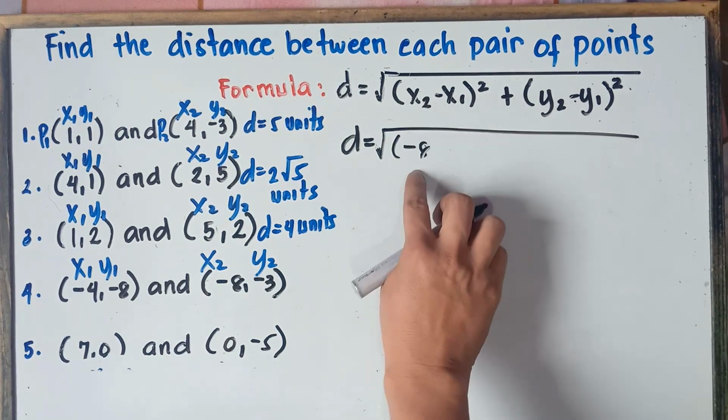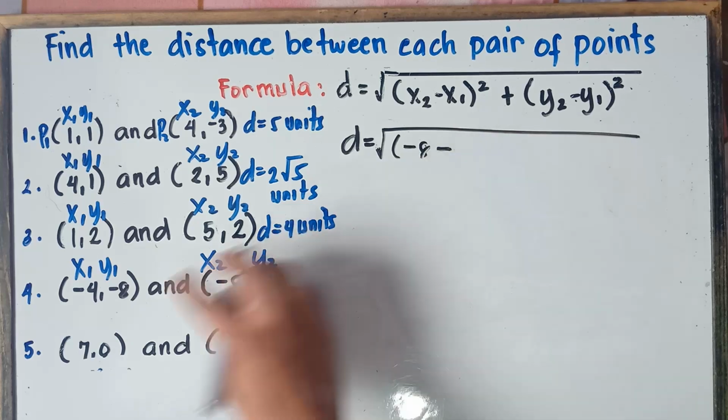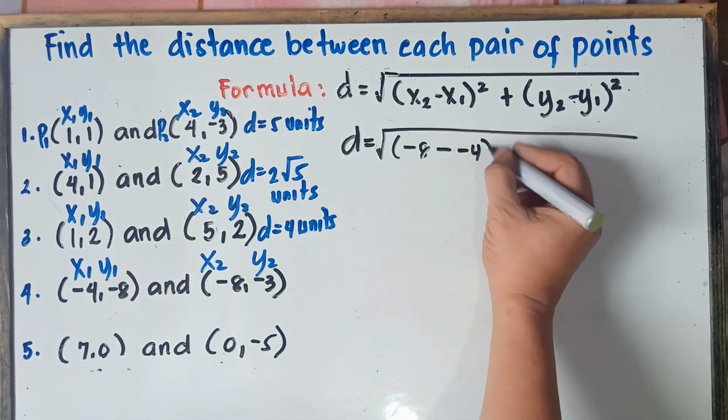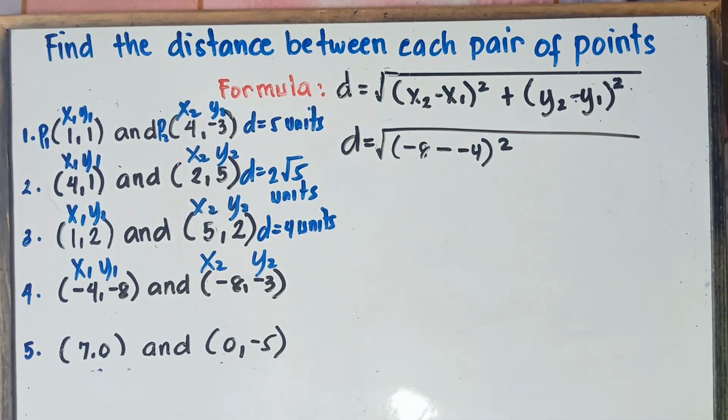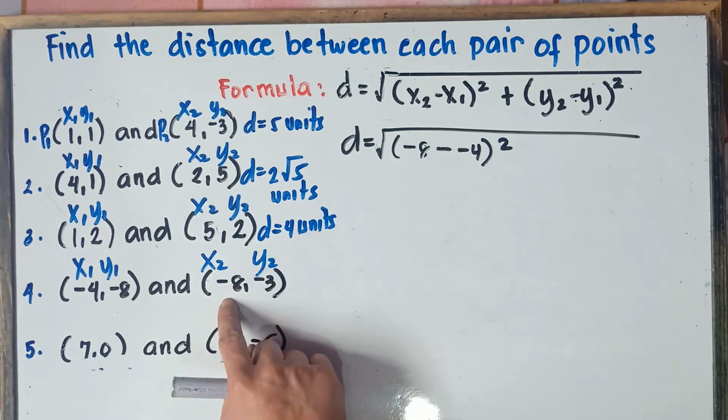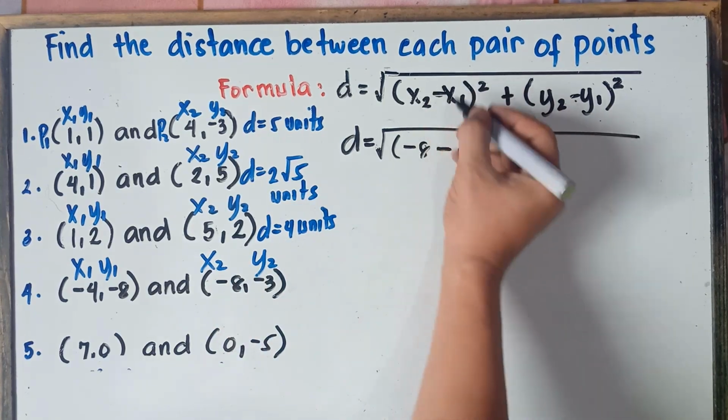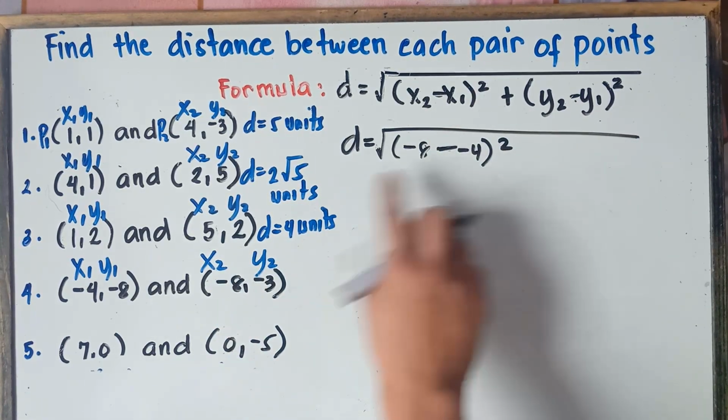Substitute the value of x sub 2, negative 8. Copy minus sign. X sub 1 is negative 4. And then squared. So once again, class, I hope you're not confused. Copy negative 8, x sub 2. Copy minus sign. And then negative 4, the value of x sub 1.